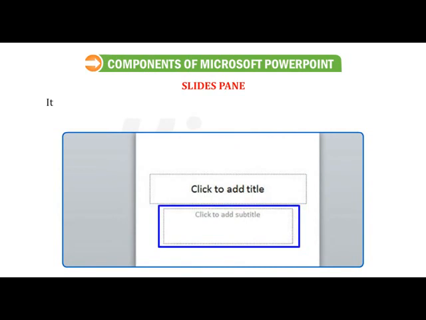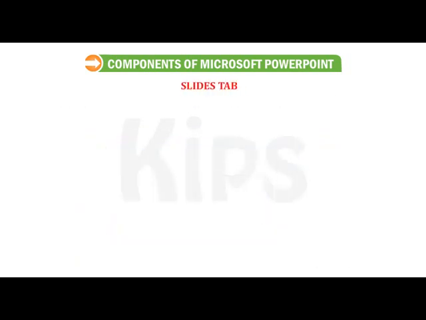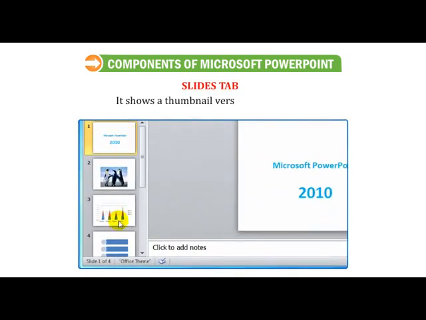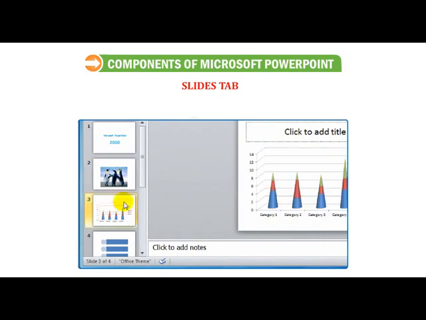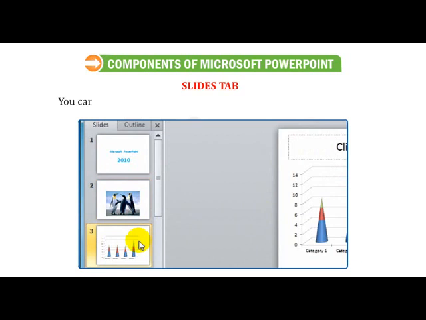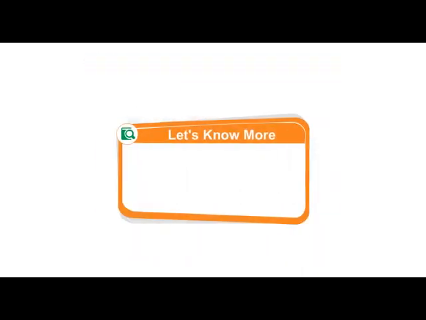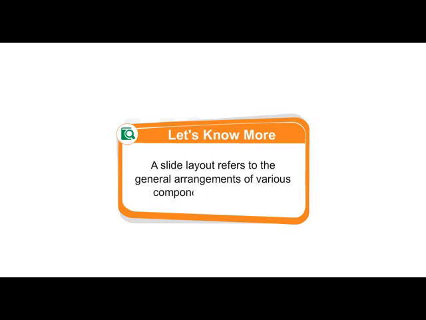Slides pane. It is located in the middle of the window where you can work directly on the individual slides. Slides tab. It shows a thumbnail version of each slide. If you want to see the large view of any thumbnail, click on it. The selected slide appears in the Slides pane. You can add, delete, duplicate, and rearrange slides in the Slides tab. Let us know more. A slide layout refers to the general arrangements of various components on the slide.